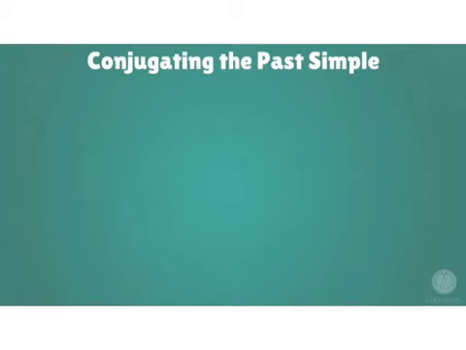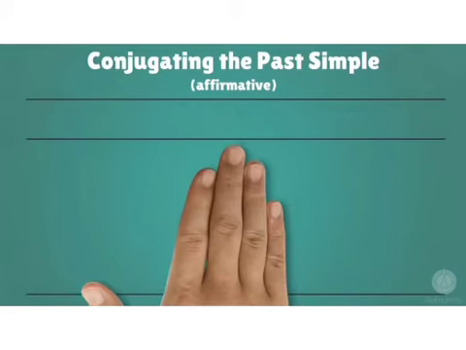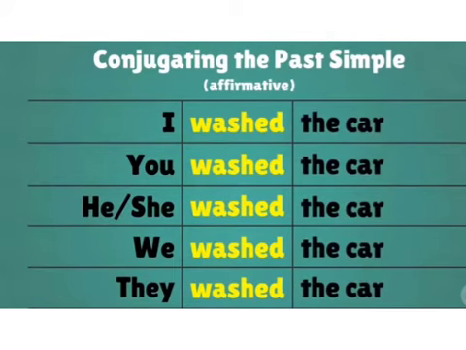Next, we shall proceed with how to conjugate the simple past tense affirmative sentence. Here we go. I, you, he or she, we, they are the subjects. For I, we've been using the verb wash, which is in past tense, so washed. I washed the car. The car is the object here. You washed the car. He or she washed the car. We washed the car. And finally, they washed the car. So for everything, we'll be using ed.